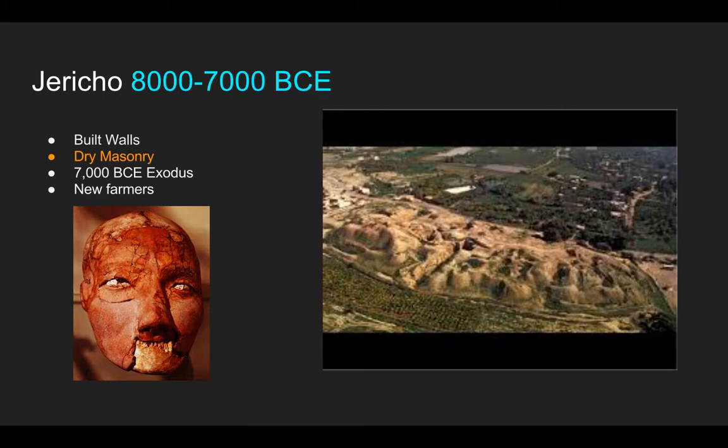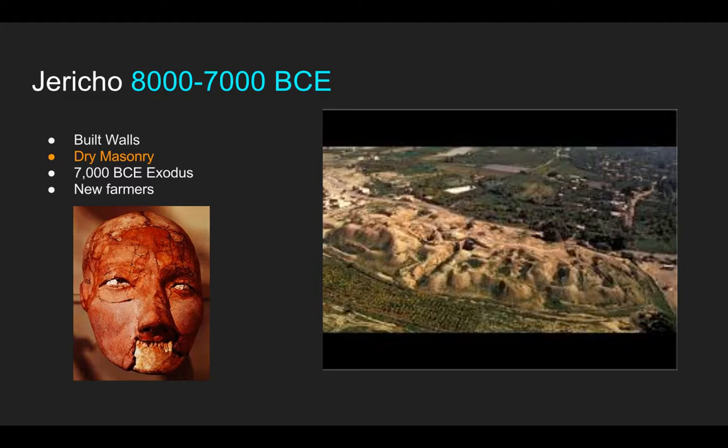We've got Jericho, 8000 to 7000 BCE. It's built with what's considered dry masonry, which means they basically just stacked blocks on top of each other without using any sort of mortar. This is believed to be one of the first large city settlements that they've uncovered anyway.